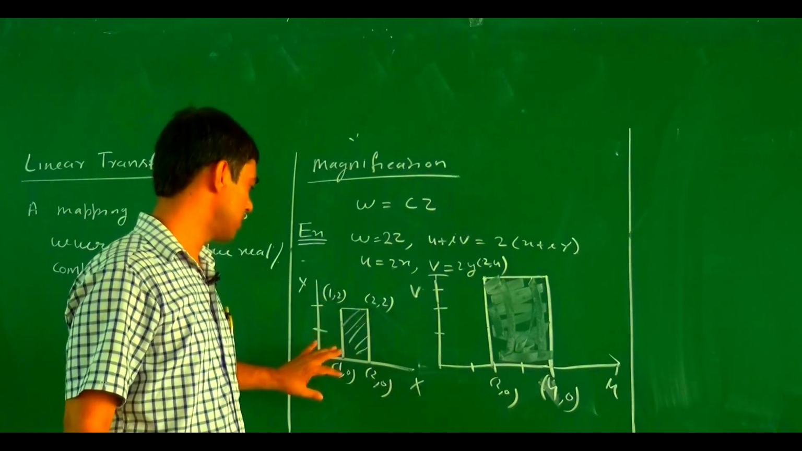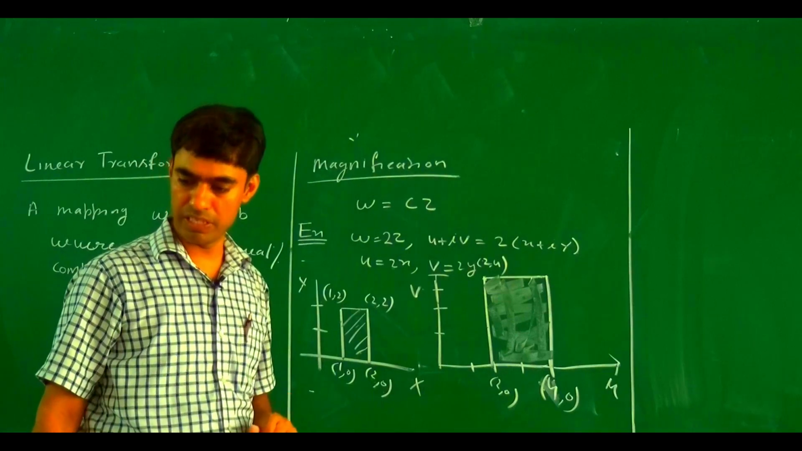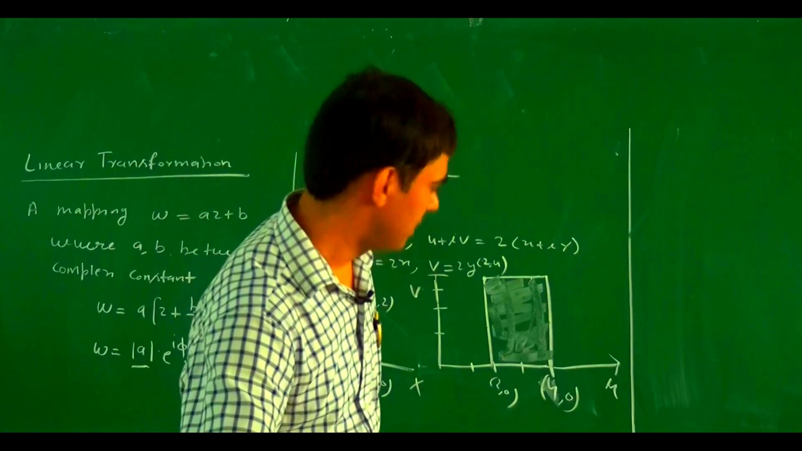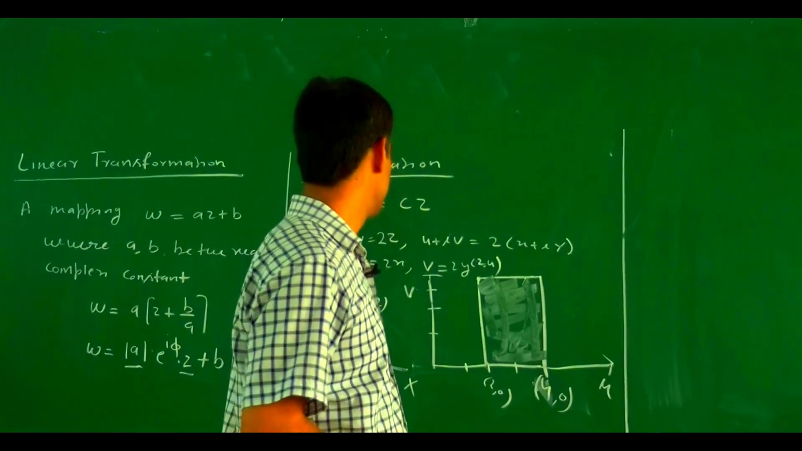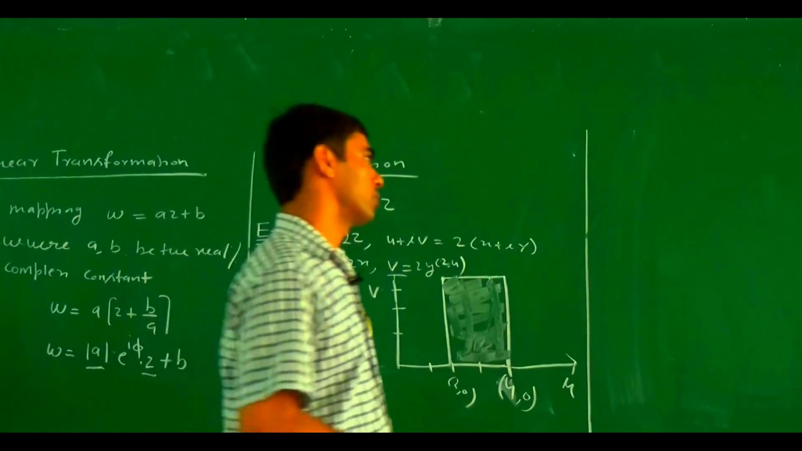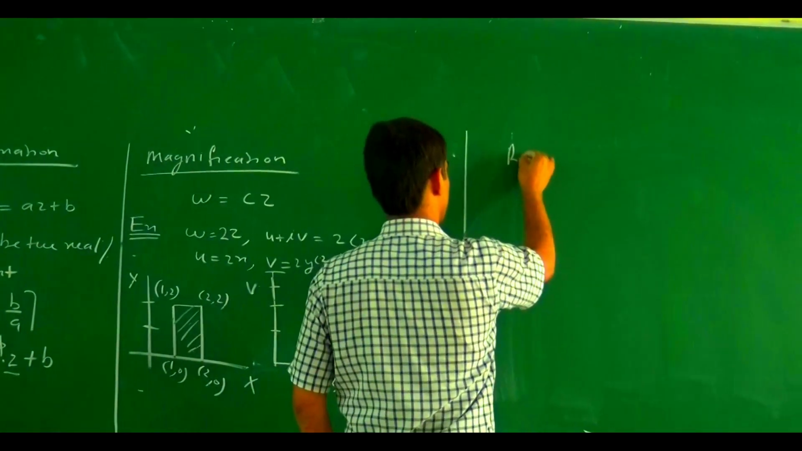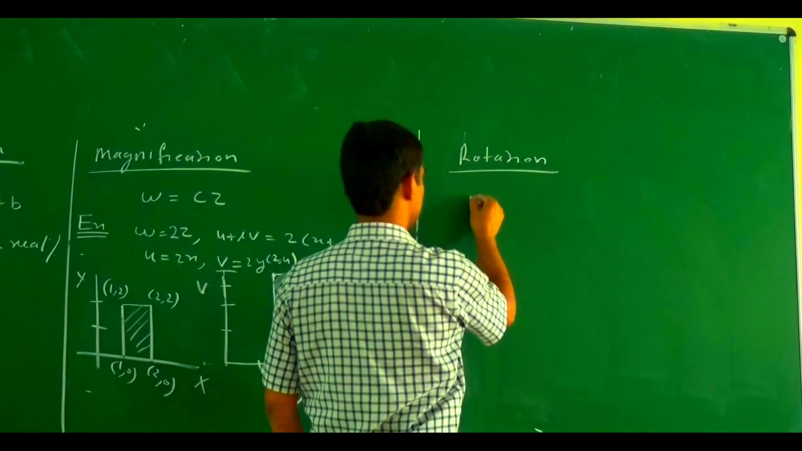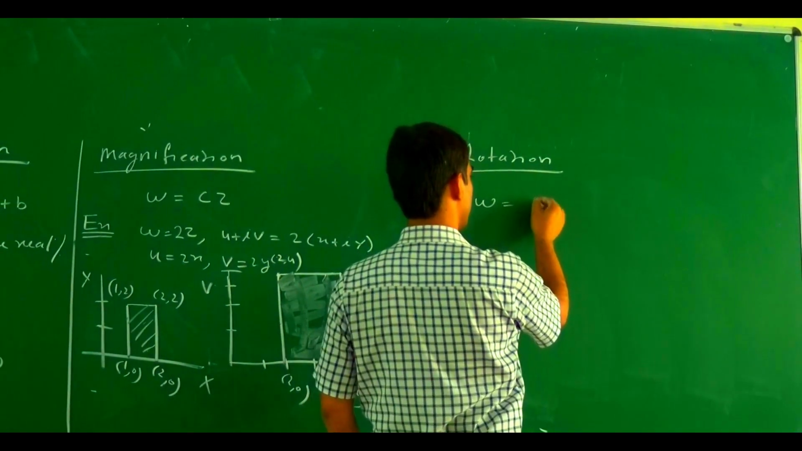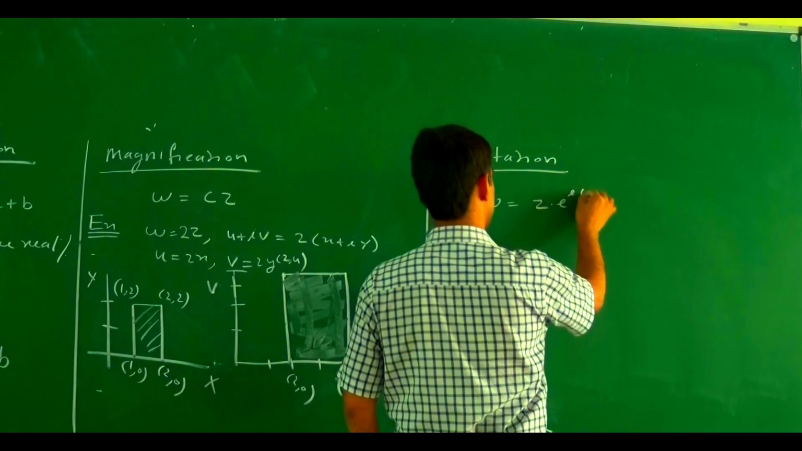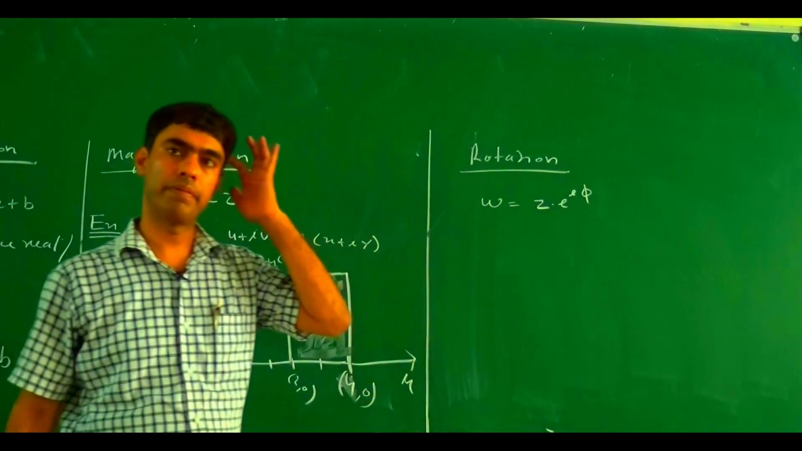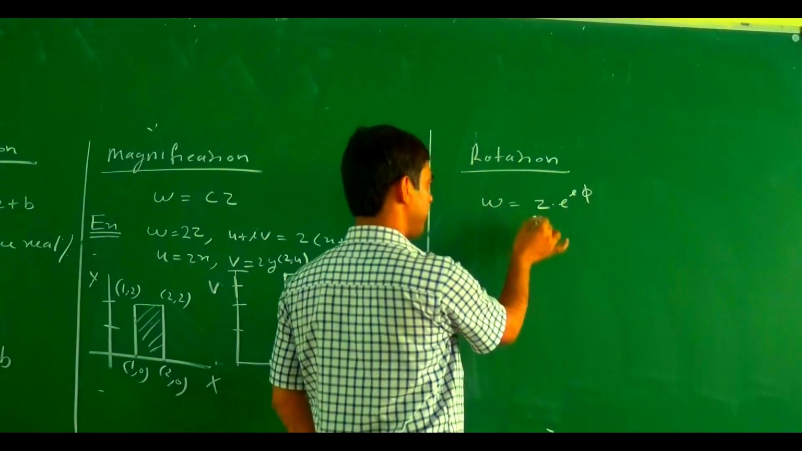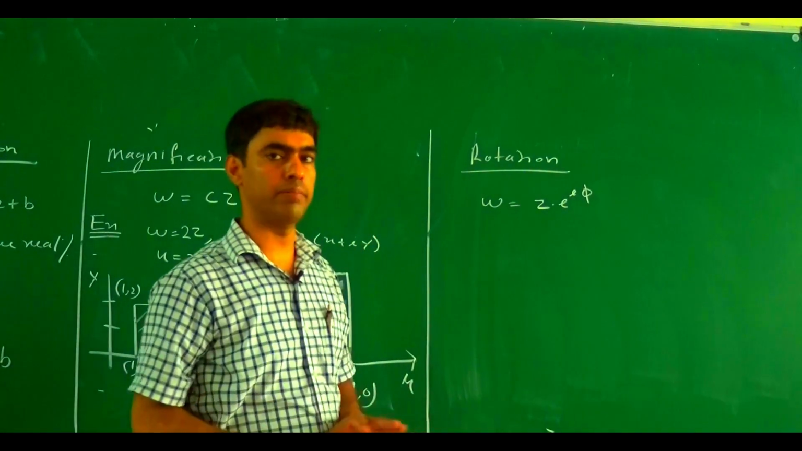the region in the z plane to the w plane. This is called magnification. Similarly, rotation. If w equals z into e to the power i phi, where phi is the angle, then if we use such a mapping, this rotates the image.